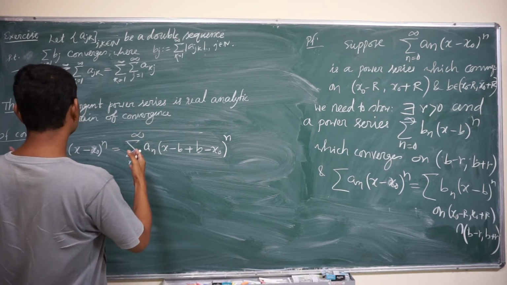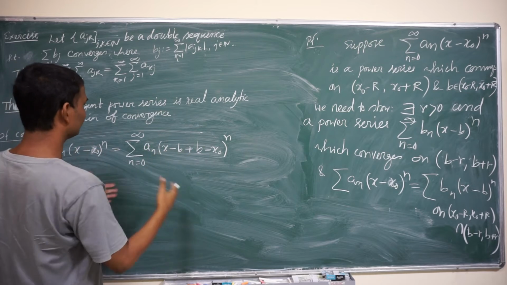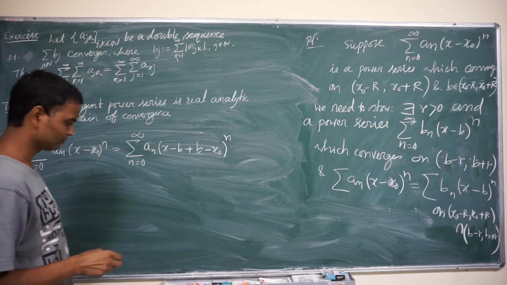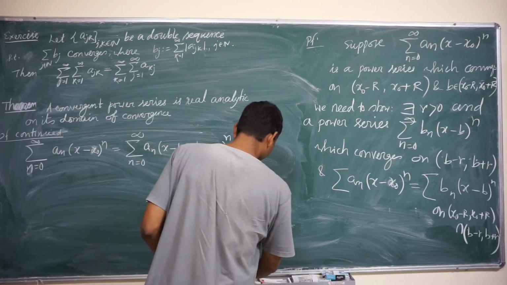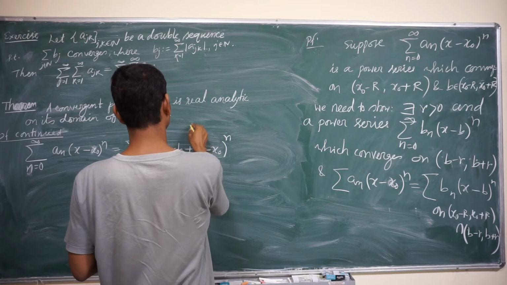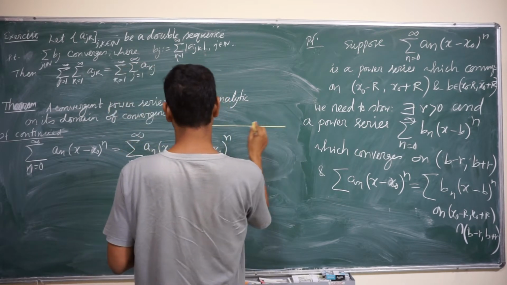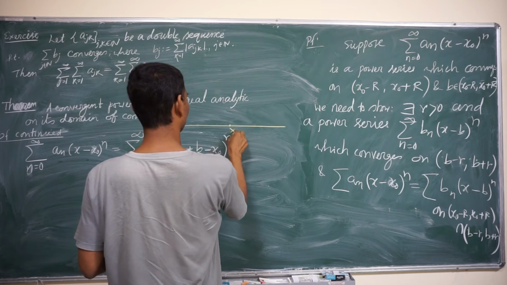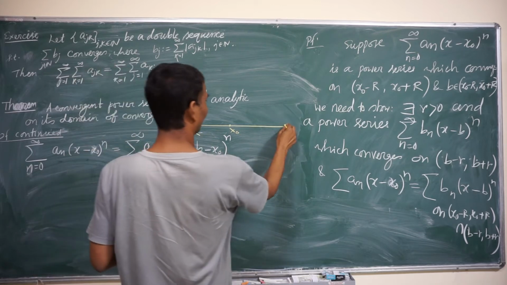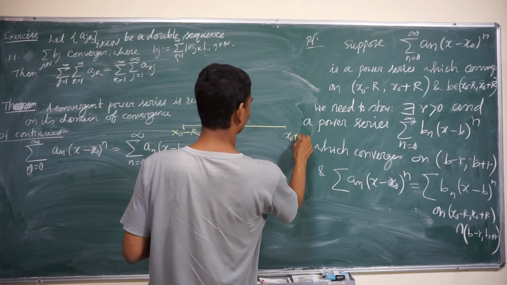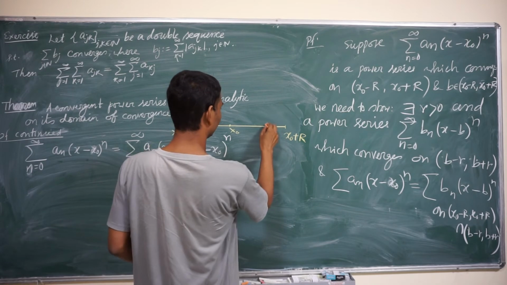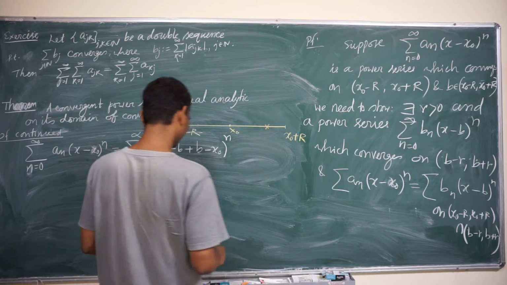Now the point is, we want to show the series converges. So we need to find an r. So let me draw a picture, which I have drawn last time also. Here we had the point x naught, and this is x naught minus R, and this is x naught plus R, and b is somewhere here.